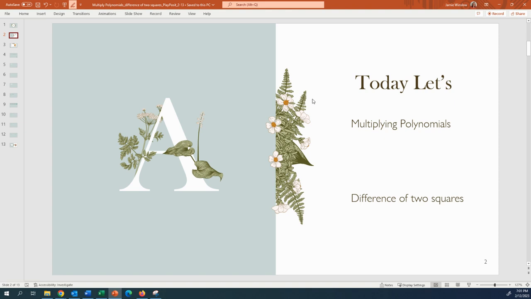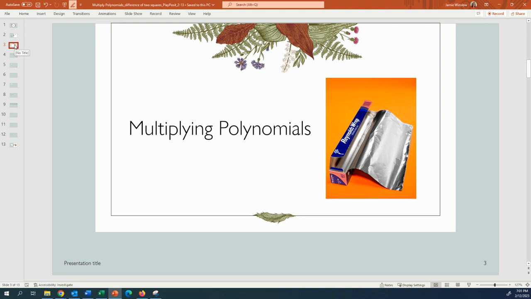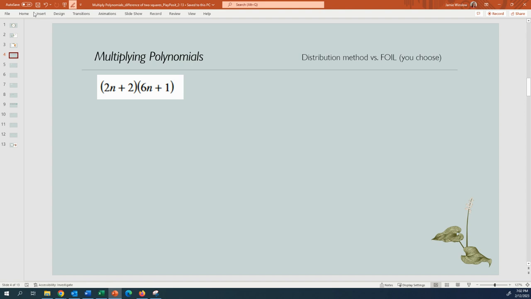Today, we are going to go over multiplying polynomials and the difference of two squares. I kept the A for algebra. All right. So, multiplying polynomials. You may have heard of the term FOIL, and maybe you didn't. Regardless, I'm going to tell you a little bit about FOIL and how it relates to multiplying. This is what we'll typically see when we're talking about multiplying polynomials.